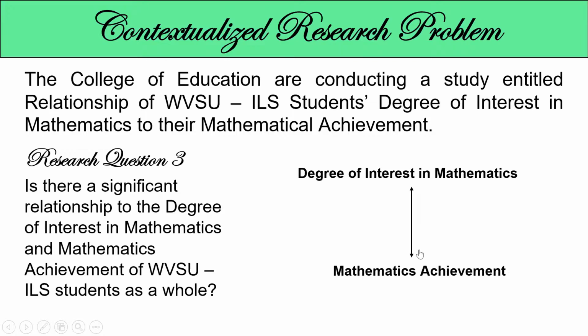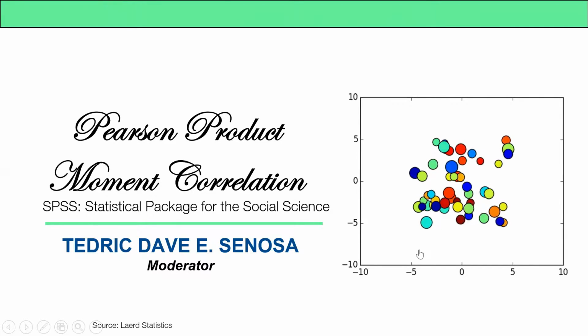So we will be going back to our contextualized research problem. Specifically, we will answer research question number 3. Is there a significant relationship between the degree of interest in mathematics and mathematics achievement of West Visayas State University ILS students as a whole? So the keyword here is significant relationship. What do you think is the appropriate statistical tool that needs to be done? If you don't know that, I have the answer. The answer is the Pearson product moment correlation, or specifically Pearson r correlation.